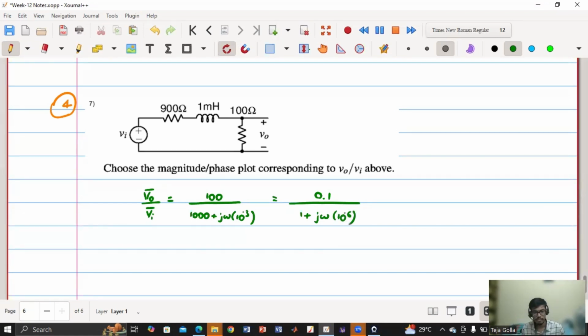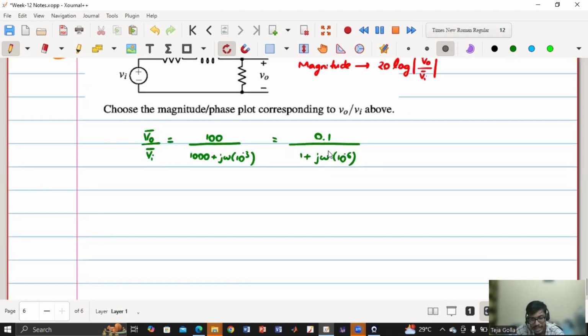Whenever they say magnitude plot, as I have not covered it, I'm explaining now. For magnitude, we will calculate 20 log of V naught by Vi with respect to omega. Phase is phase. Now we will make a few assumptions. First, when j omega 10 to the power minus 6 is much less than 1, what will be the magnitude? And if it is much greater than 1, then what will be the magnitude?